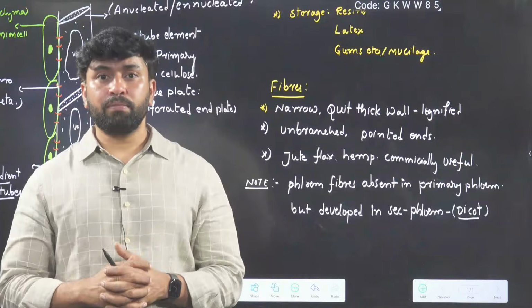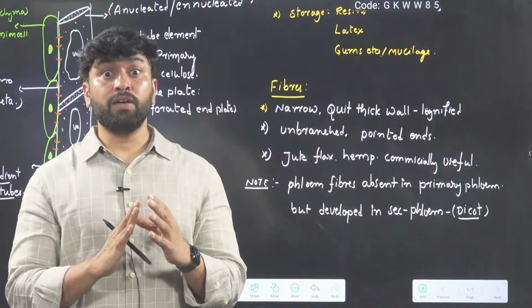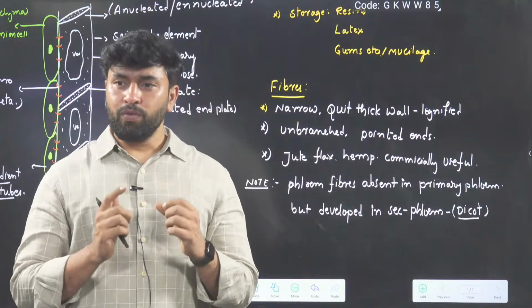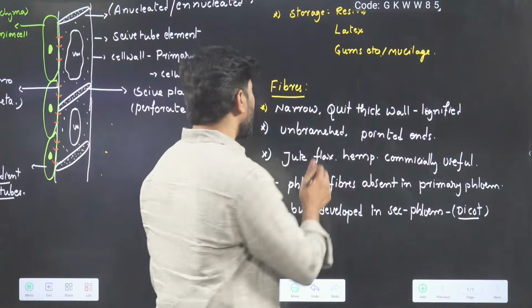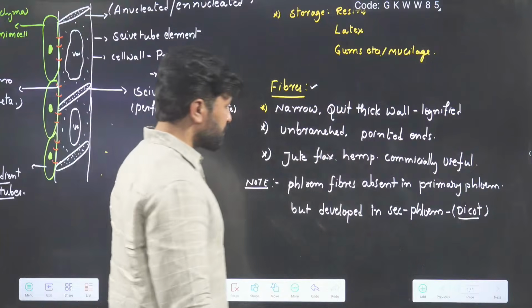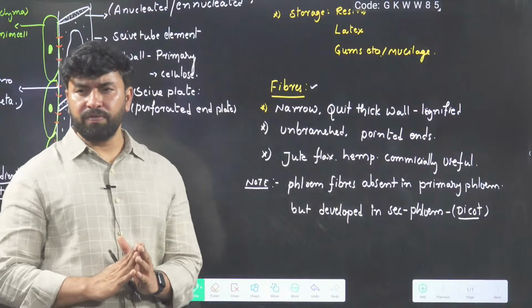Those plants which are able to perform secondary growth, especially dicots, then only can they develop secondary tissues. Whenever they develop secondary tissues, then only is there a possibility to have phloem fibers. This much information about phloem fibers.